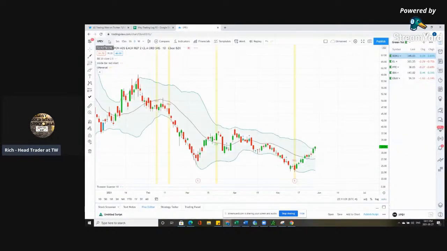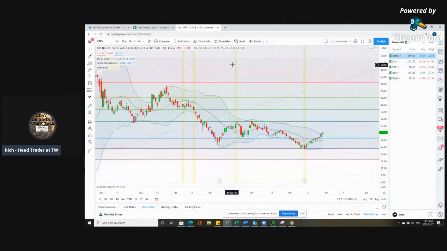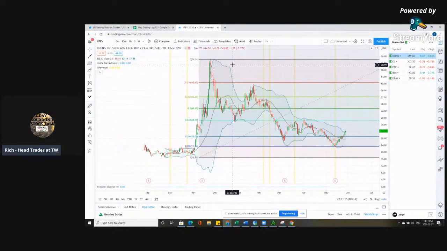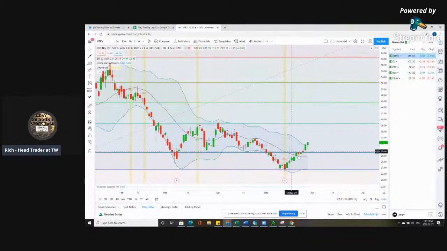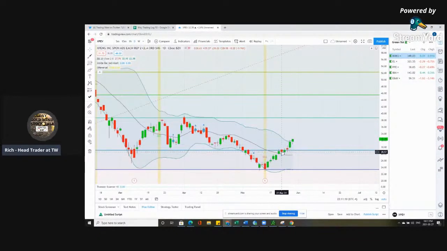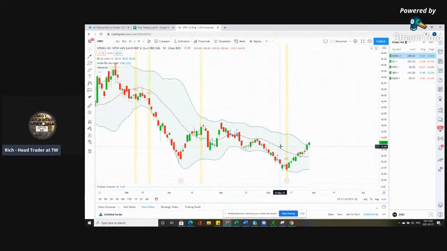XPEV. Don't really see anything too much. There was a nice inside bar here. I don't know. That one wouldn't have worked if you went short, but look at this one right here. Nice, beautiful outside bar at the bottom. See that outside bar? Just take the breakout of the outside bar. Bam, beautiful winner, guys. Trust me, this is beautiful information right here.